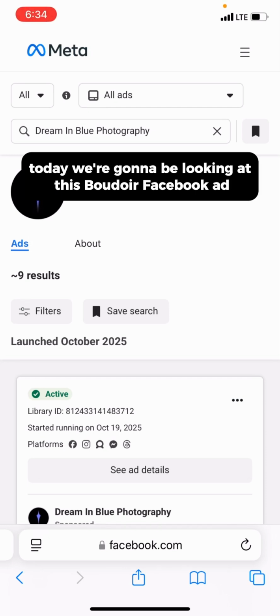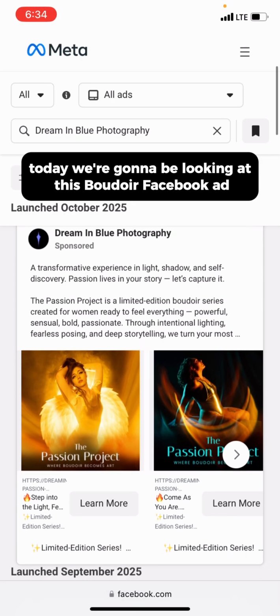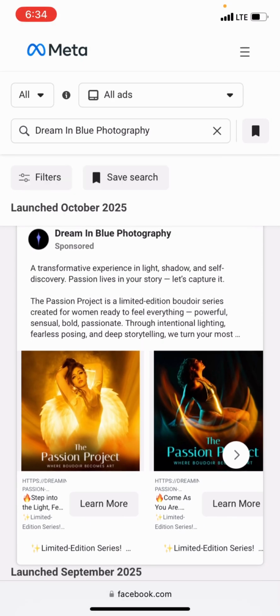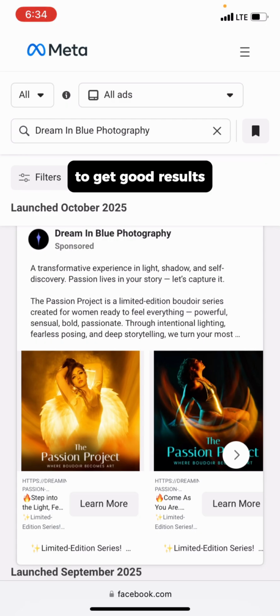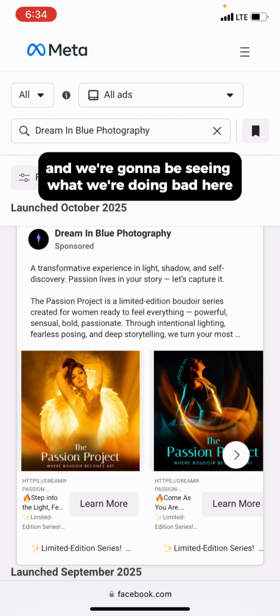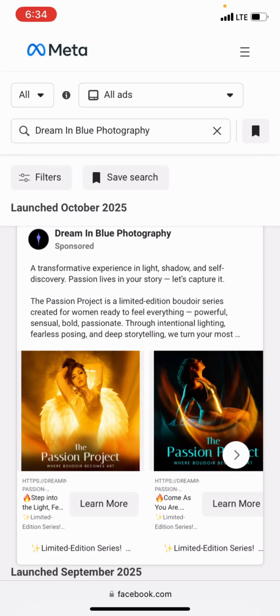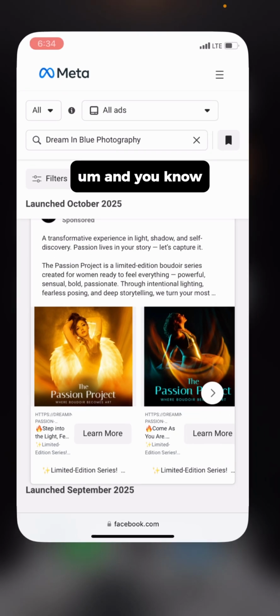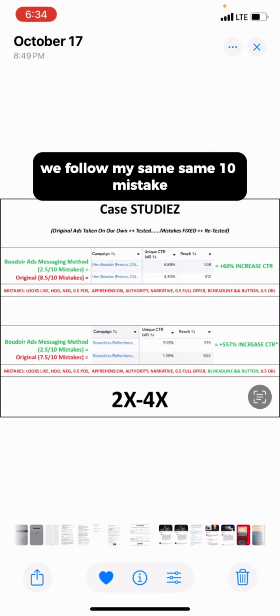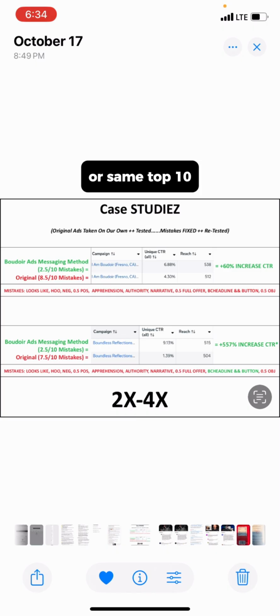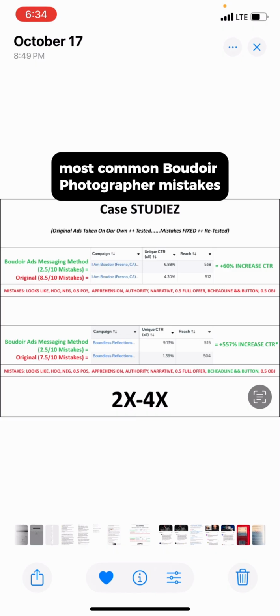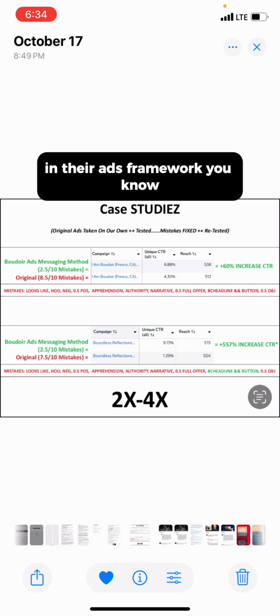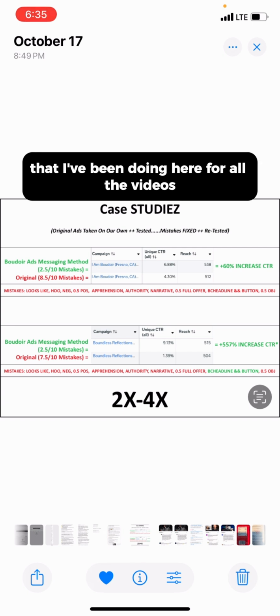Today we're going to be looking at this Boudoir Facebook ad. This one actually looks interesting, got some different things to it. We're going to be seeing what we're doing good here to get good results, and what we're doing bad here to get bad results. I'll be following my same top 10 most common boudoir photographer mistakes in their ads framework that I've been doing here for all the videos.